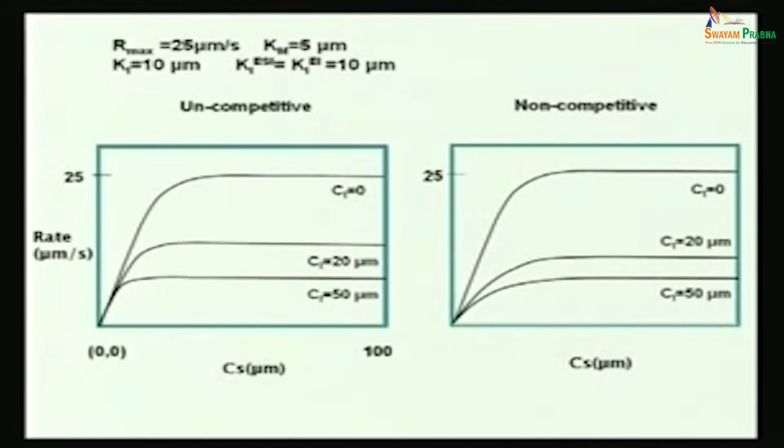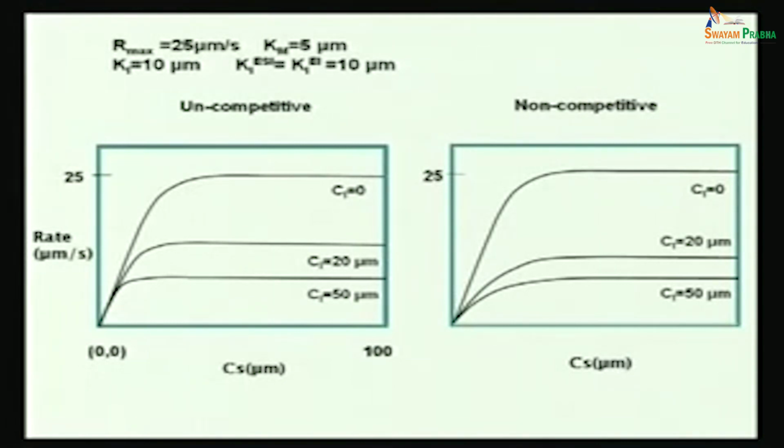The reason being that the slope is a constant. It's independent of initial concentration, independent of inhibitor concentration. Sorry. Whereas in non-competitive, both the slope and the maximum rate could be changed by the inhibitor.